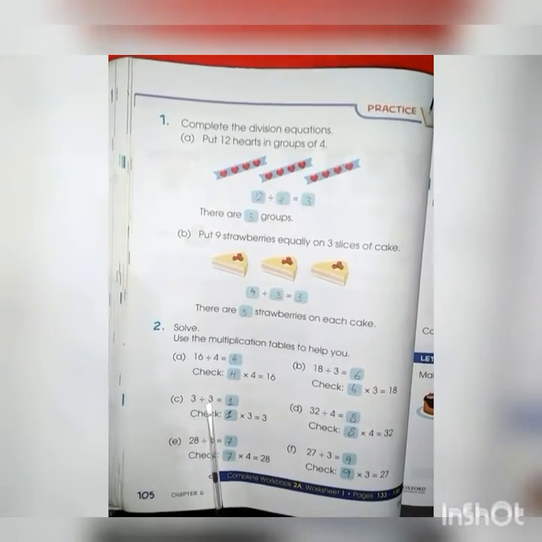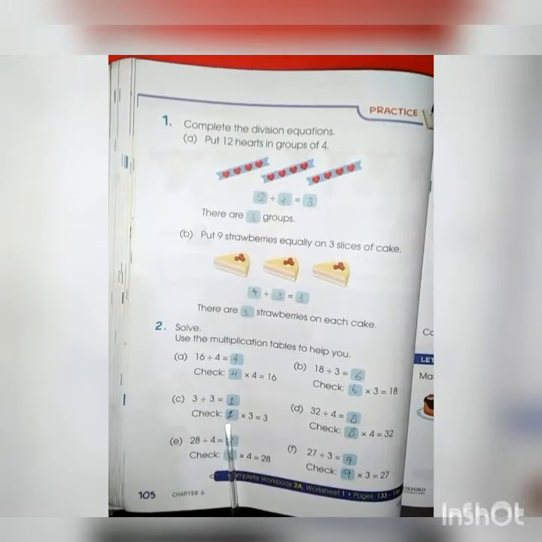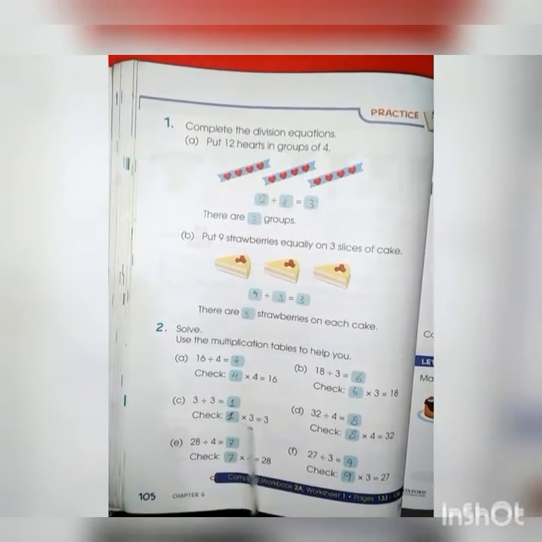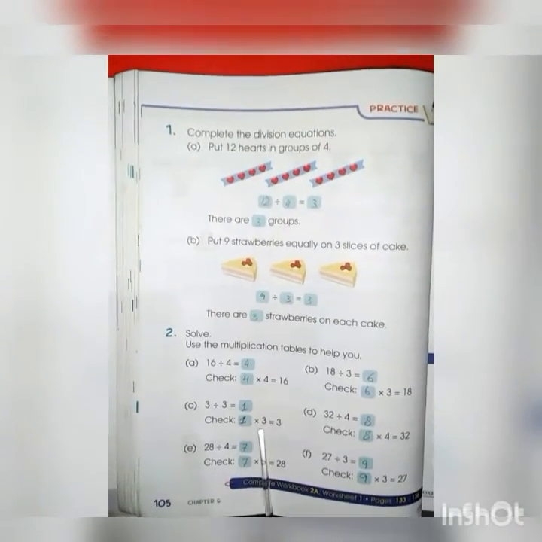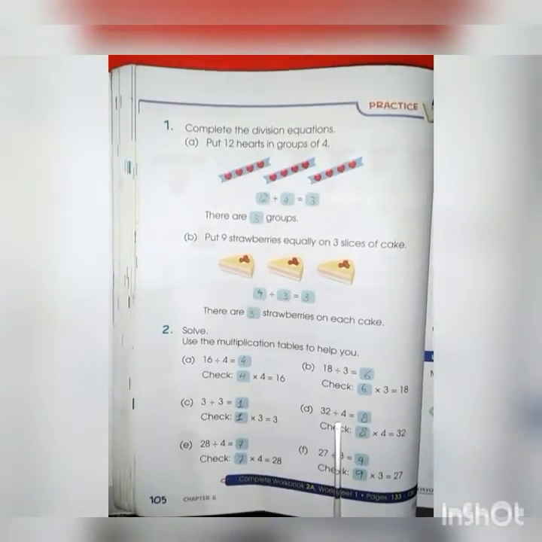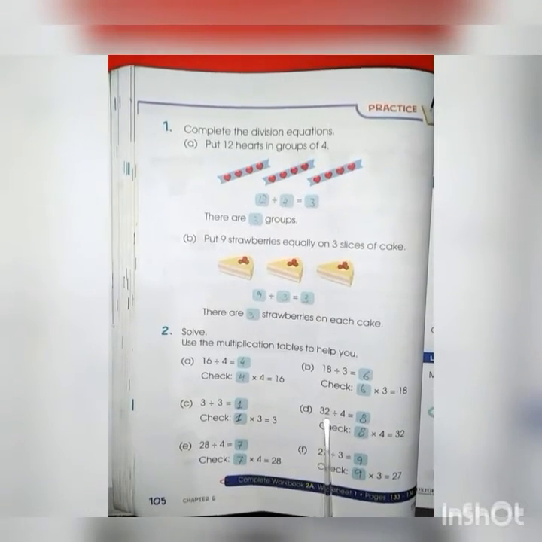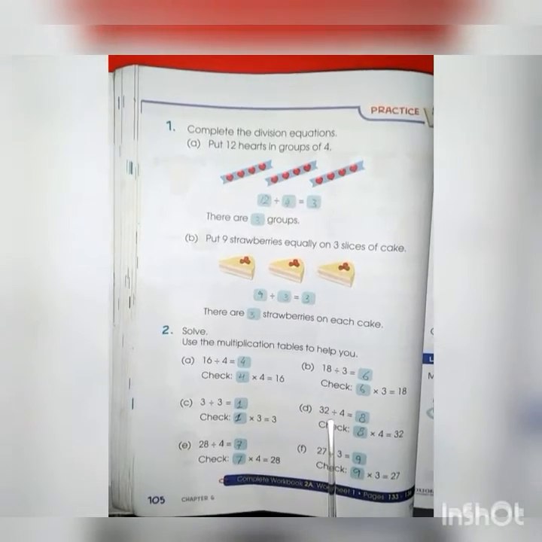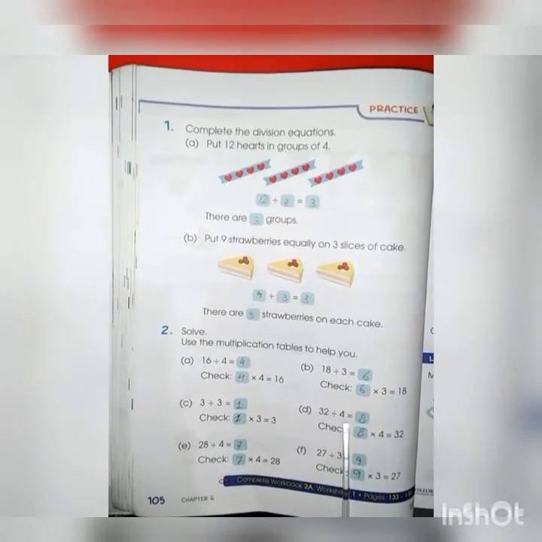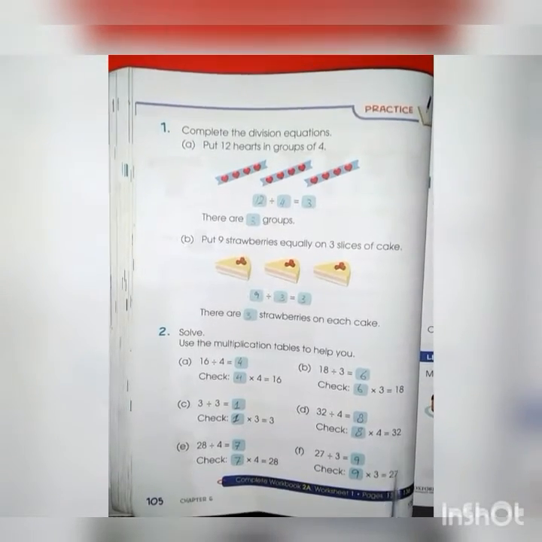C. 3 divided by 3 is equal to 1. To check, we will multiply 1 with 3. It will give 3. It means that our answer is right. D. 32 divided by 4 is equal to 8. If we divide 32 by 4, we will get 8, as 4 eights are 32. To check, we will multiply 4 with 8 and it will also give us 32.